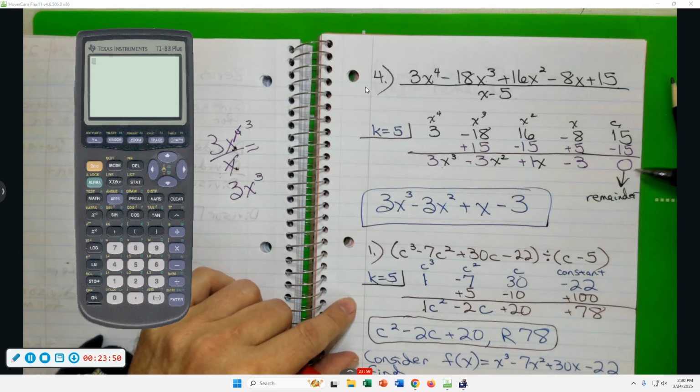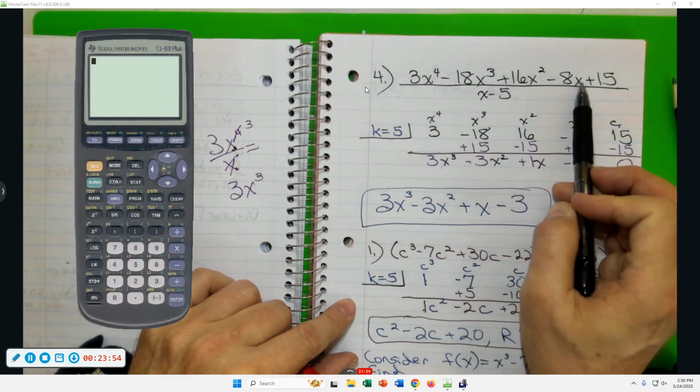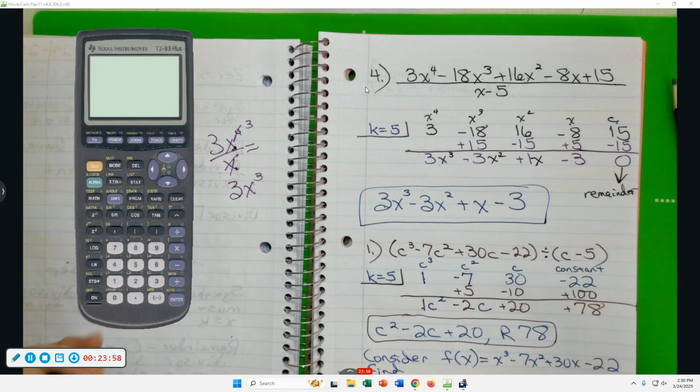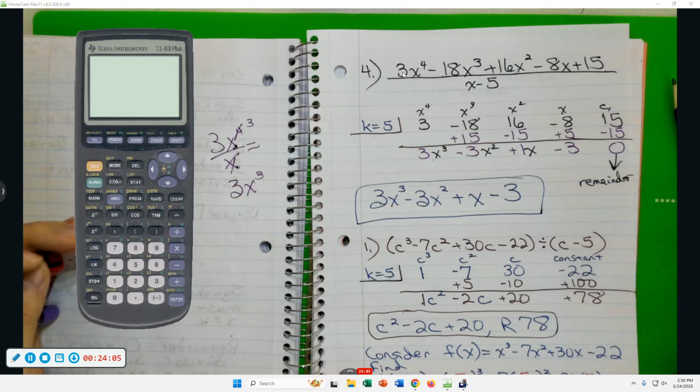The remainder is 0. So I know if I plug in 5 here, here, here, and here, and simplify, I'm going to get 0. Can y'all imagine doing that by hand? 5 to the 4th, well, that would be 625, times 3, 1875.